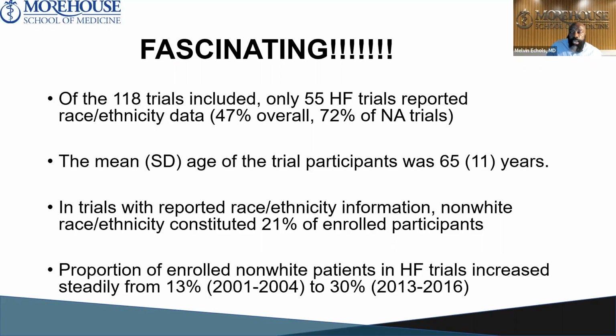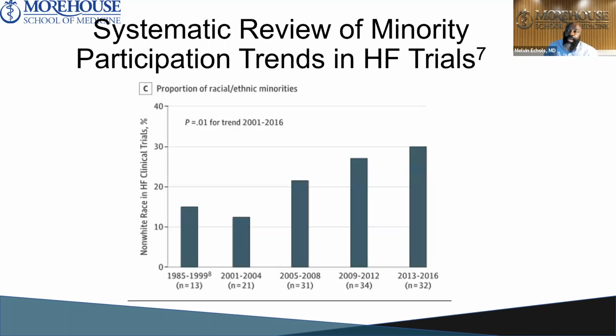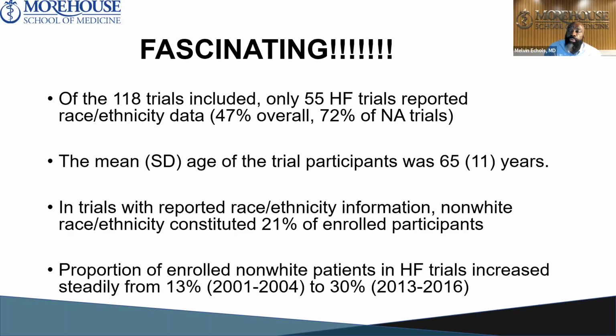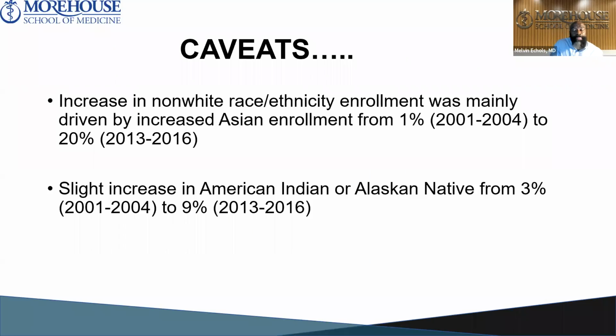The proportion of enrolled non-white patients in heart failure trials increased from 13% to 30% between the 2001 to 2004 section and the 2013 to 2016 section. So this is basically what we're seeing. However, what was that increase all about? There were some caveats. There was an increase in non-white race and ethnicity enrollment, but it was mainly driven by Asian enrollment, which went from 1% in the first section to 20% in the very latest. And so that's why the data looks as it does.